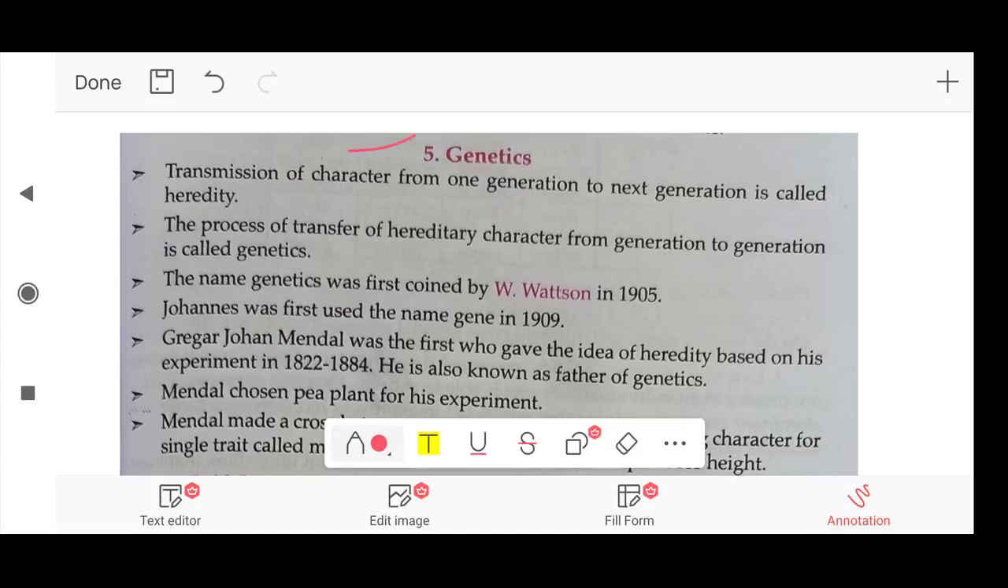Hi friends, in this video we will read the biology section of Lucent. Our topic today is genetics. We will first understand this chapter and then we will solve questions based on it.